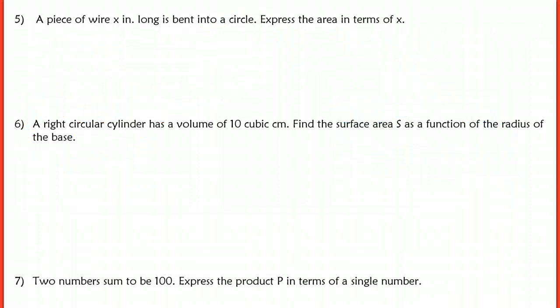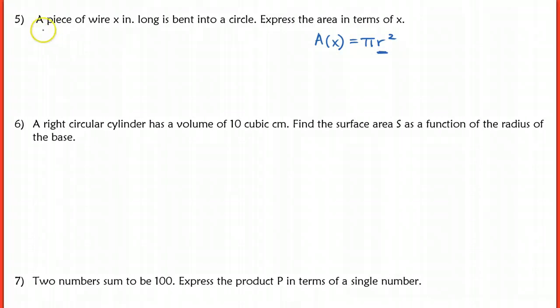Okay, problem 5 says a piece of wire x inches long is bent into a circle. We're going to express the area of that circle in terms of x. Now the area of a circle is pi r squared, which tells us that we need to get rid of the radius here. We need to be able to express the radius in terms of x.